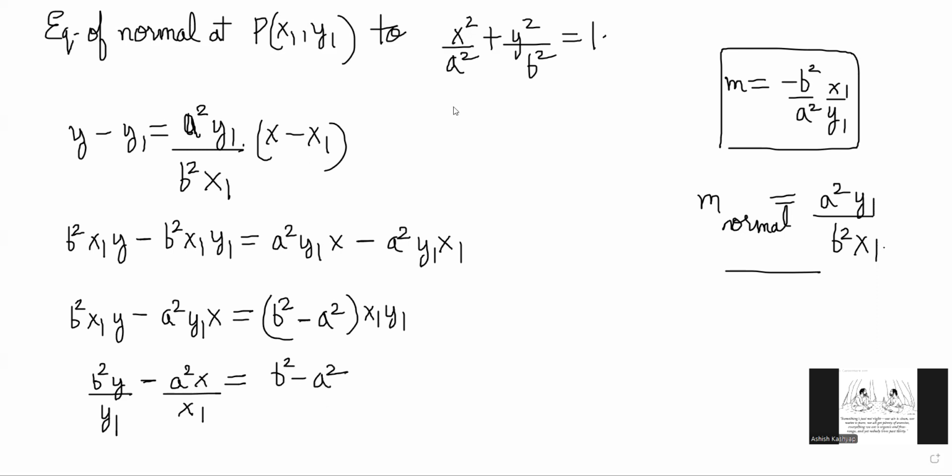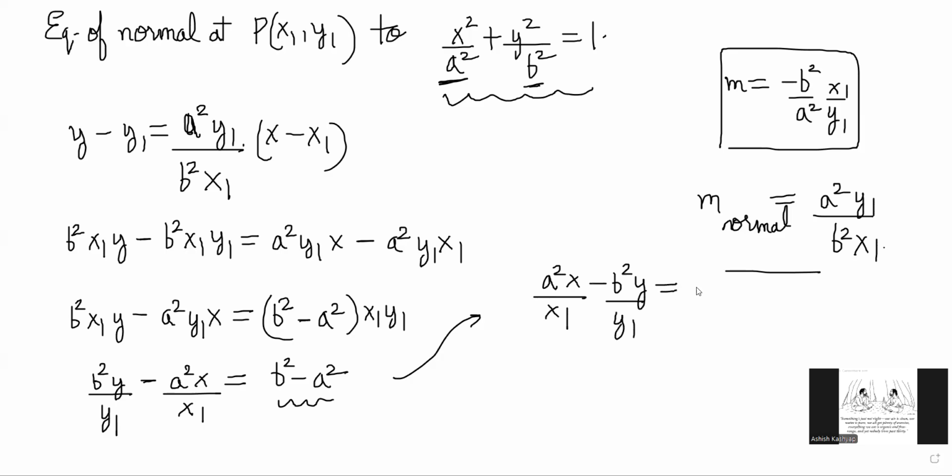But actually, in a standard ellipse, a square is greater than b square. So this will turn out to be negative. So we reverse the sign of this. And we get a square x by x1 minus b square y by y1 is equal to a square minus b square. And this becomes the equation of normal to the curve at the point x1, y1, right?